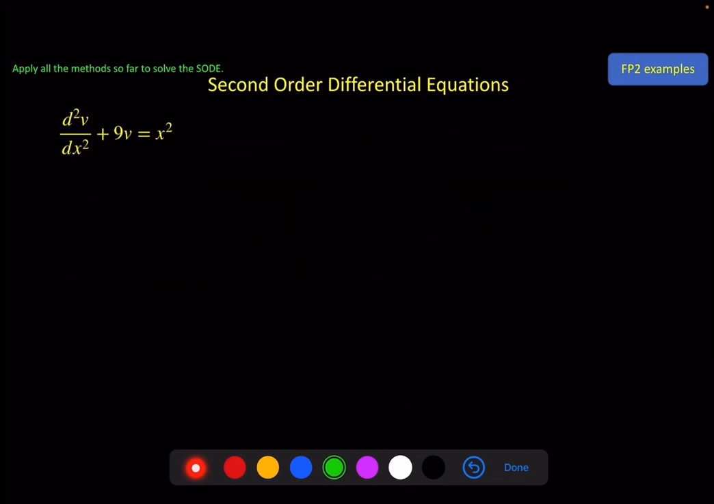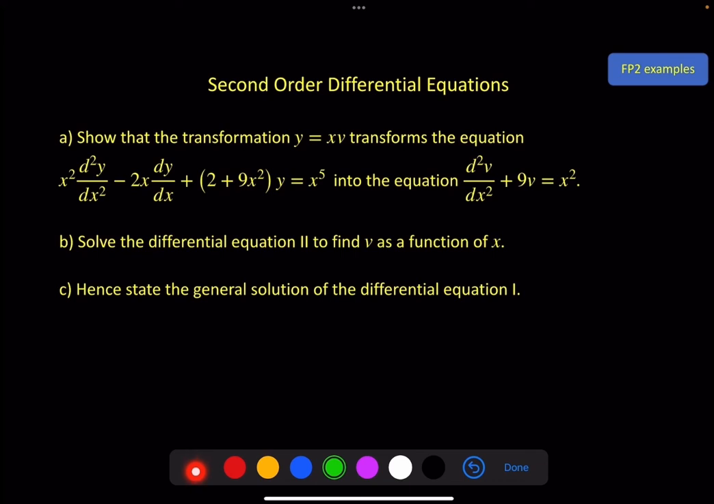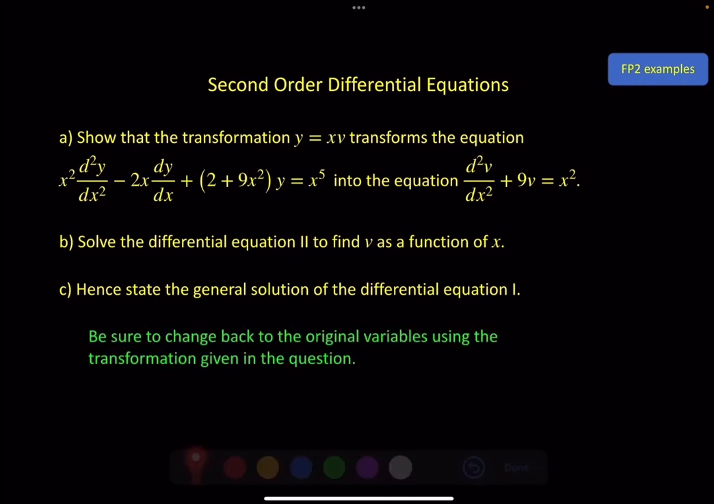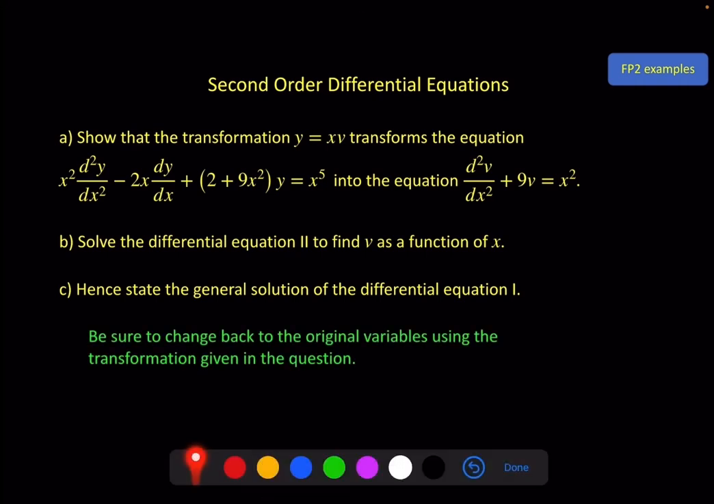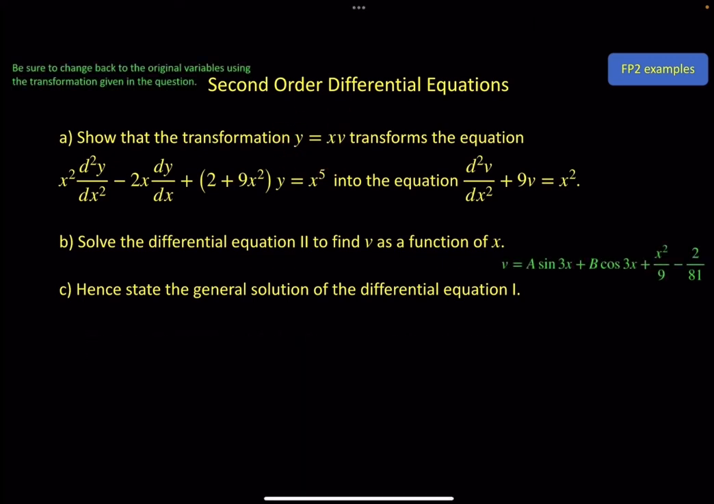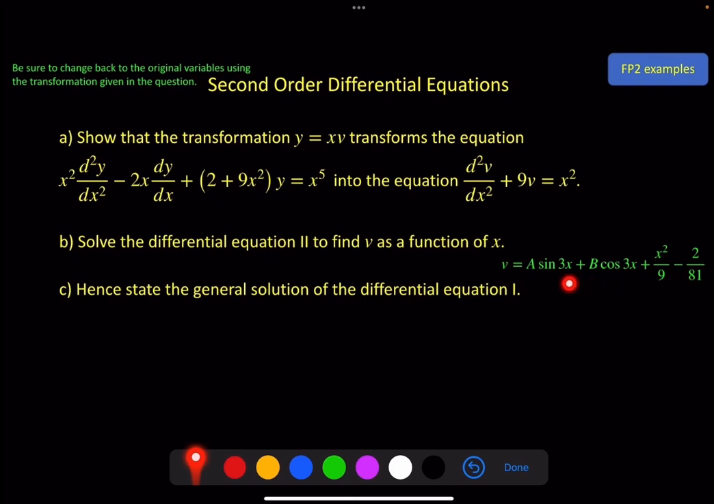Next, we need to state the general solution of the differential equation 1. So we've solved this one, and we need to state the solution to this one. To do that, all we're being asked to do is to change back to the original variable. To do that, we use the transformation given in the question. So here we've got this solution.